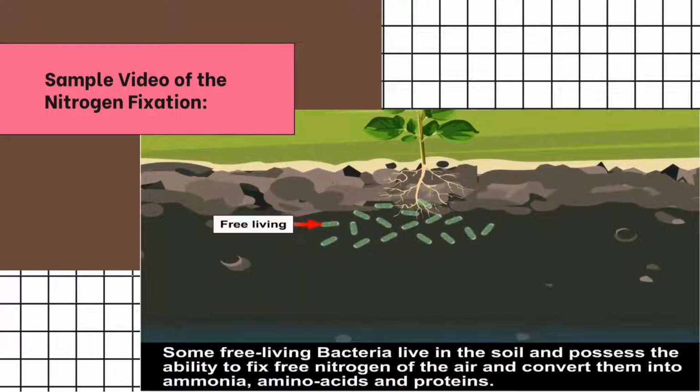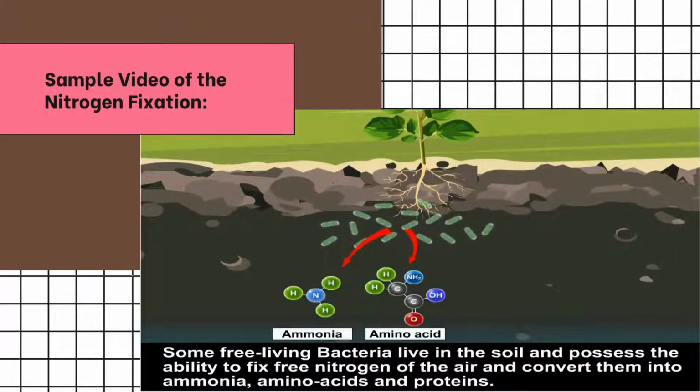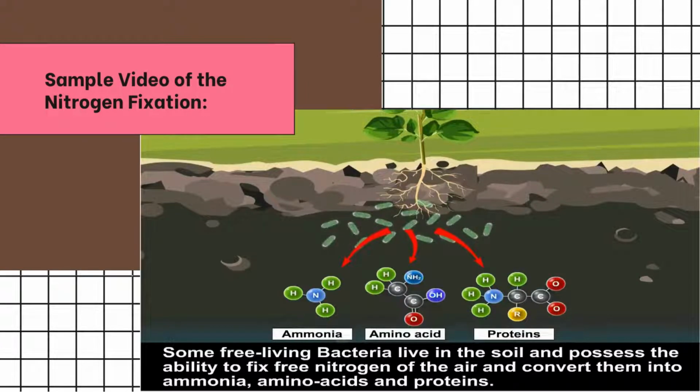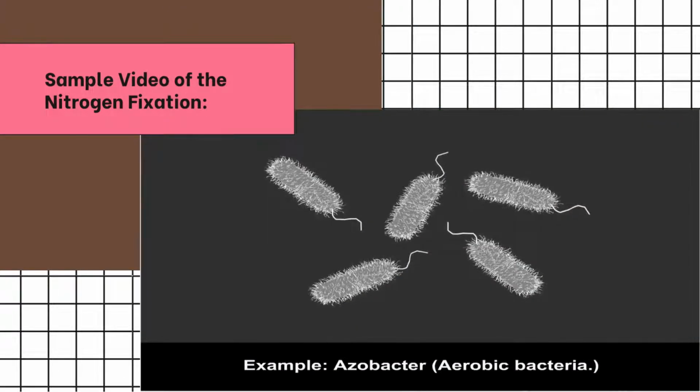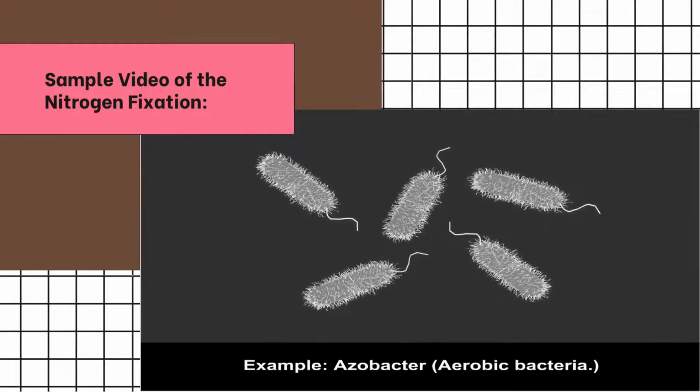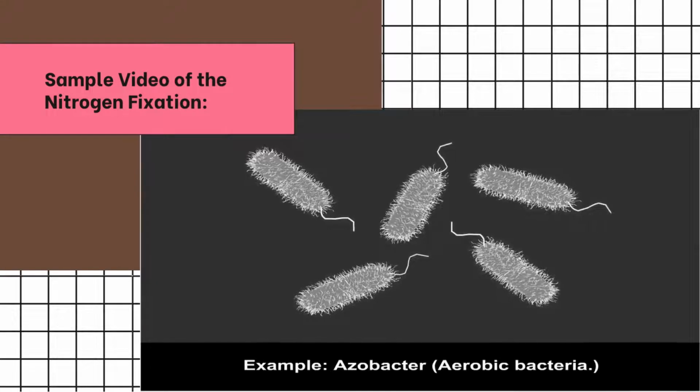Some free-living bacteria live in the soil and possess the ability to fix free nitrogen of the air and convert it into ammonia, amino acids, and proteins. For example, Azotobacter, that is, aerobic bacteria.